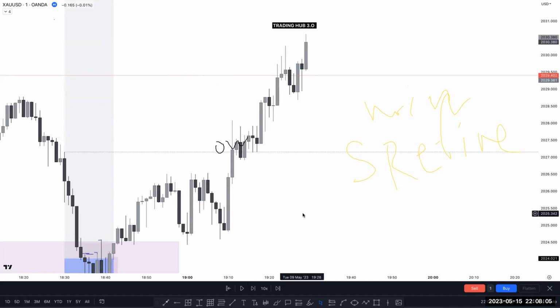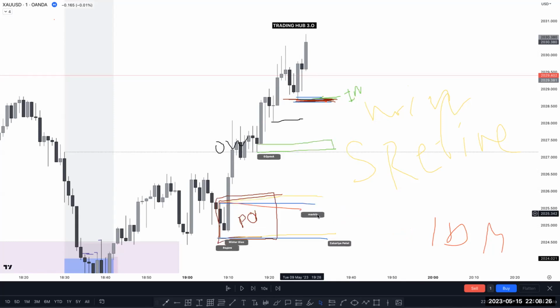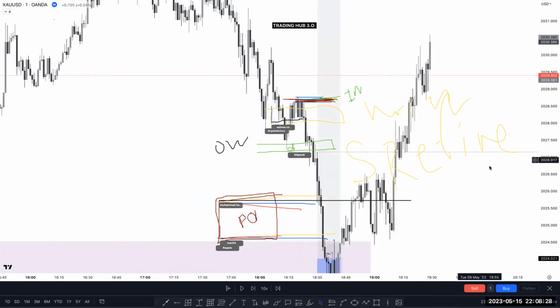First of all, okay, the first pullback is our inducement. Where is our next POI when you are looking for the buy? Okay, perfect.